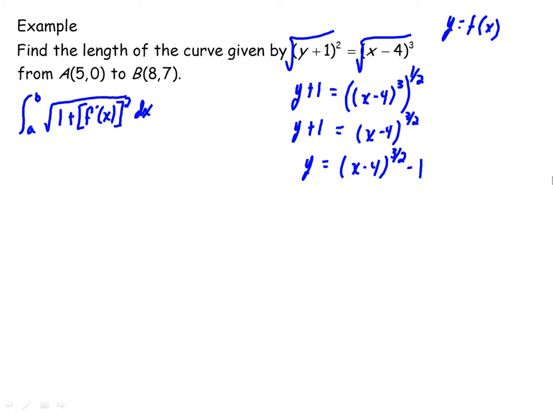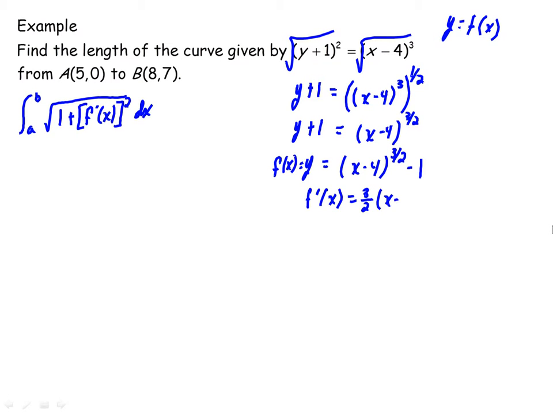So we know that we need the derivative. So the derivative, if this is f of x, we need f prime of x. How are we going to take the derivative of x minus 4 to the 3/2 minus 1? What's the first thing you're going to have to do? Chain rule. So let's move the 3/2 down.